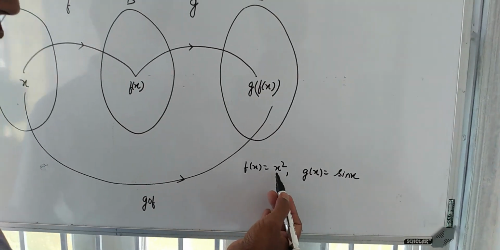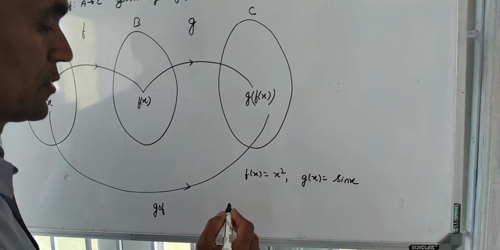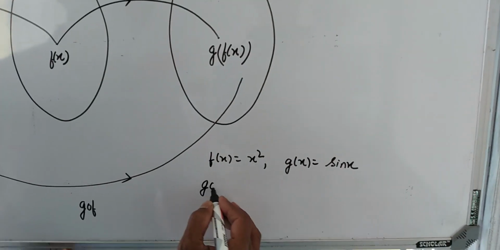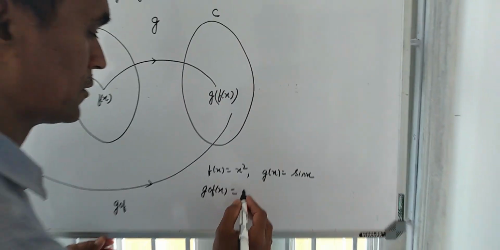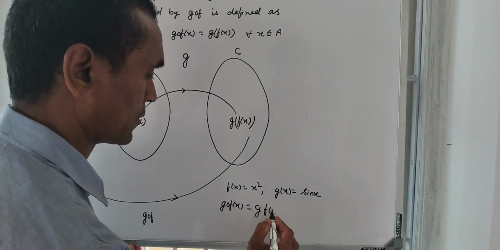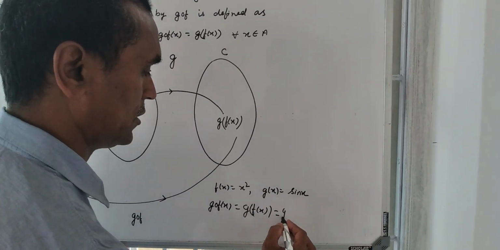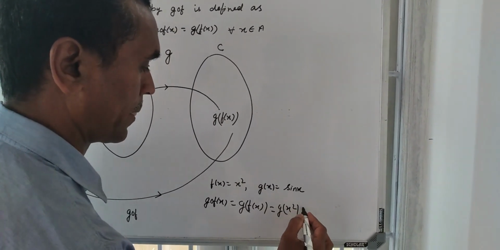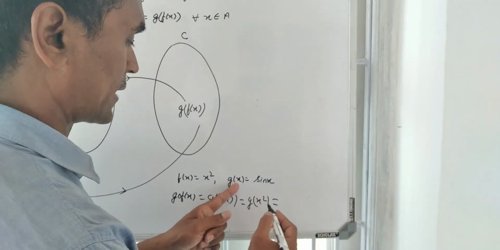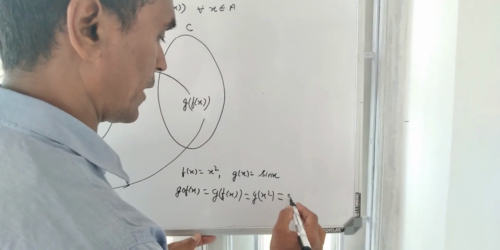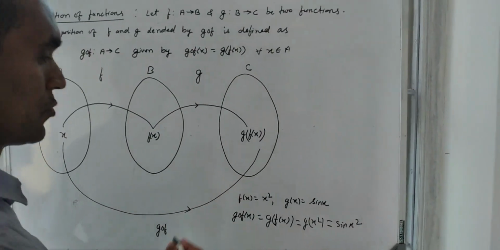Now take one example. Let f(x) be the function x square, and g(x) another function sin x. We have to combine these functions. We have to find g circle f of x. According to our definition, g(f(x)), f(x) is here x square, so g(x square). Now under the g function you replace x by x square, then you will find sine x square. So this is the combination of these two functions.